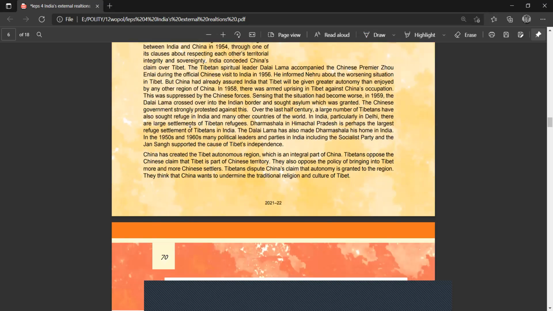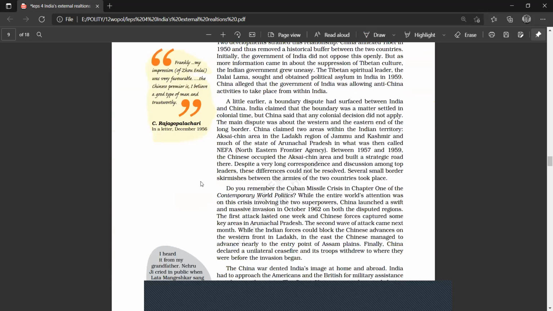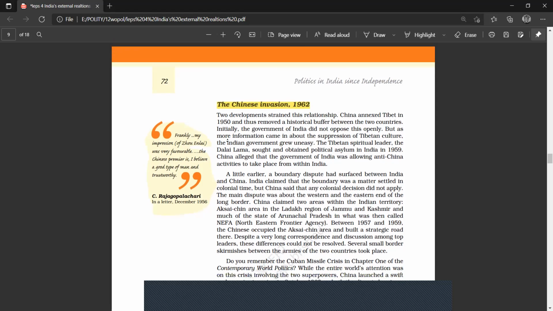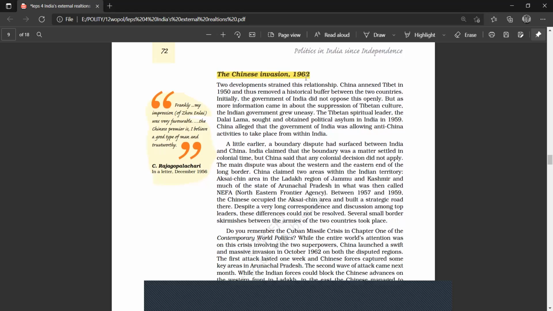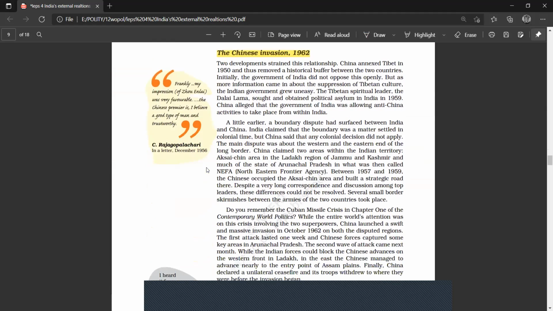So how did something like the Indo-China war happen? We have to understand these cartoons are also very important. We'll look at them at the end of the chapter. All right. The Chinese invasion of 1962 was the first important war that India fought. Two developments strained this relationship. We understood that India had such an immense and friendly relationship with China, so why did something like this happen? There are two things that happened.